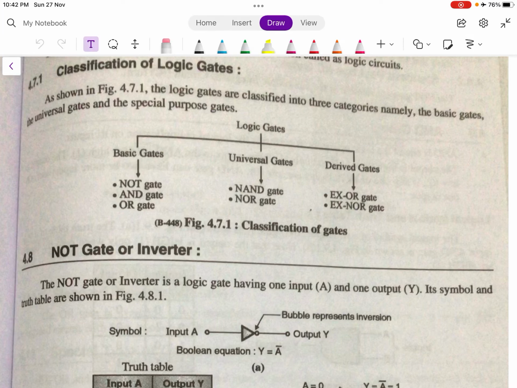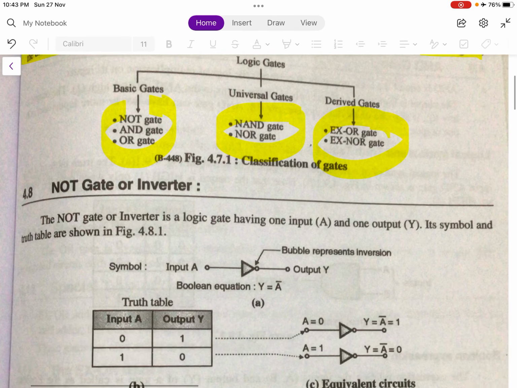So next is classification of logic gates. As shown in figure 4.7.1, the logic gates are classified into three categories: the basic gates, the universal gates, and the special purpose gates. Basic gates are NOT gate, AND gate, OR gate. Universal gates are NAND gate and NOR gate. Derived gates are XOR and XNOR gate.